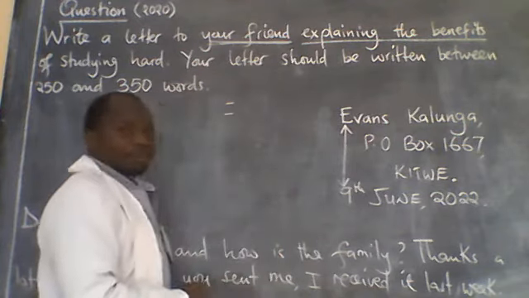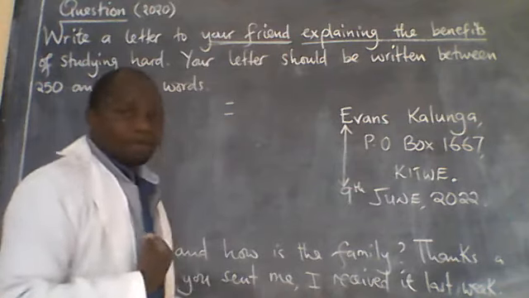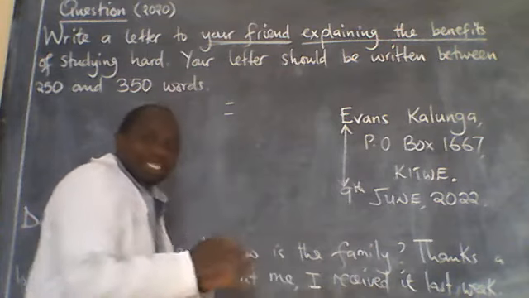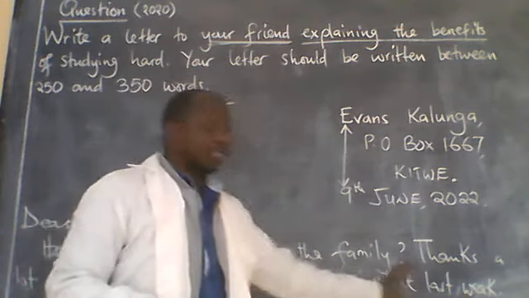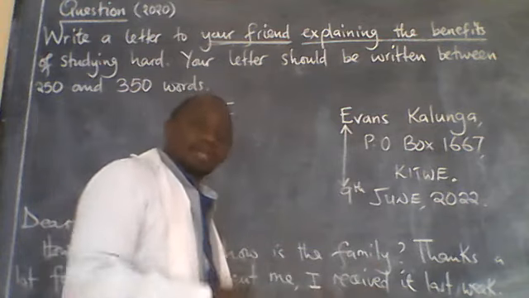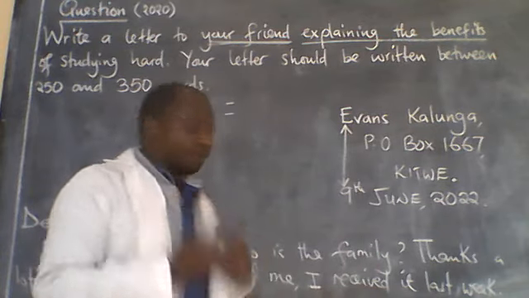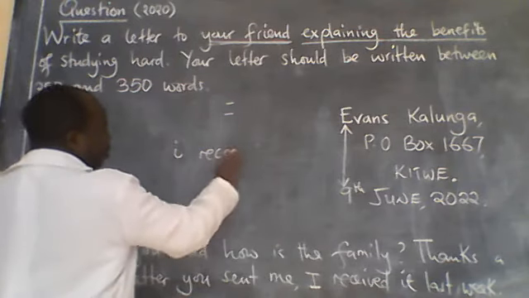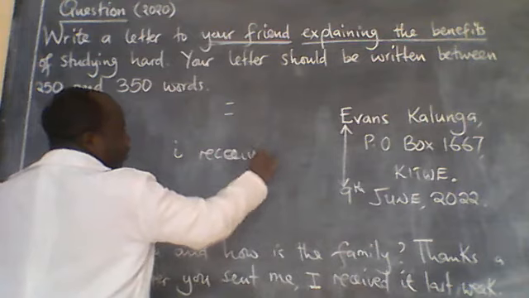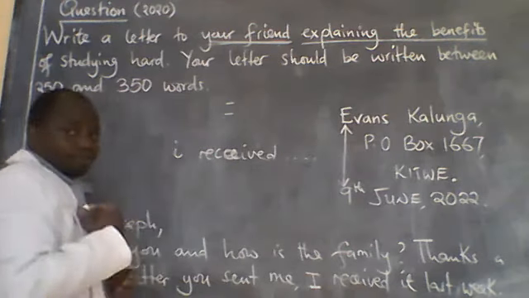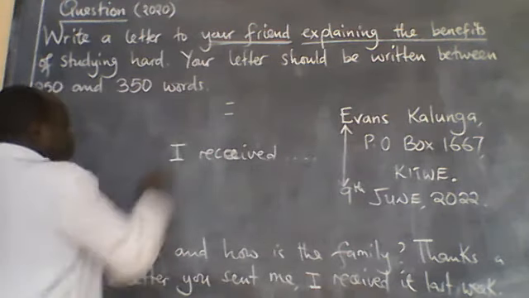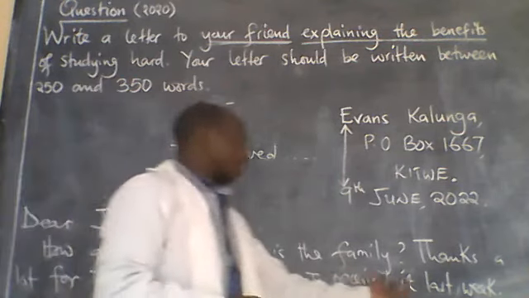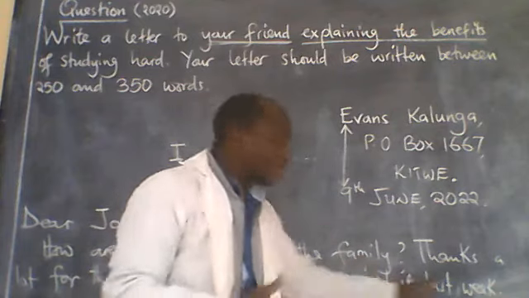I must also remind you of this "I," whereby you're saying, I received it. This should always be a capital letter, whether it is inside the paragraph or at the beginning. I've seen people writing like this: "I received," then you continue. This "I" should always be capital. So, I received it last week, then from there you can pick it up.